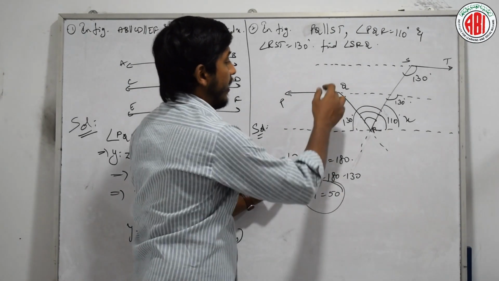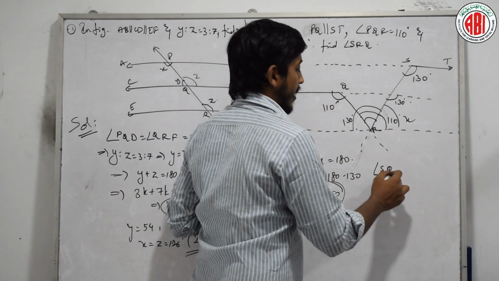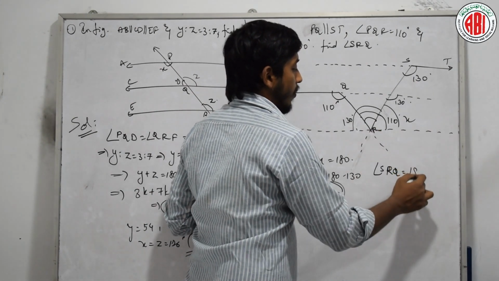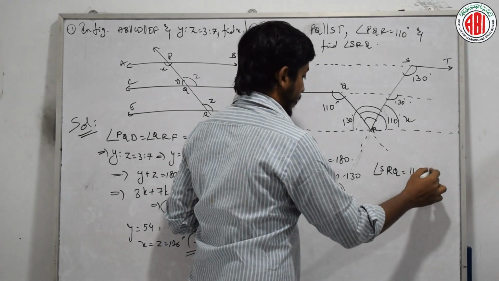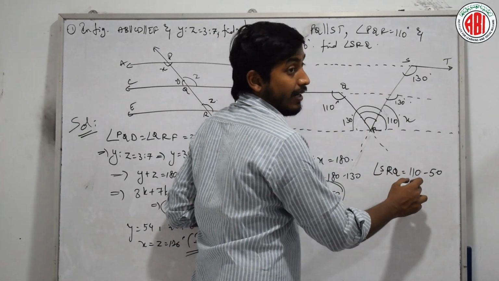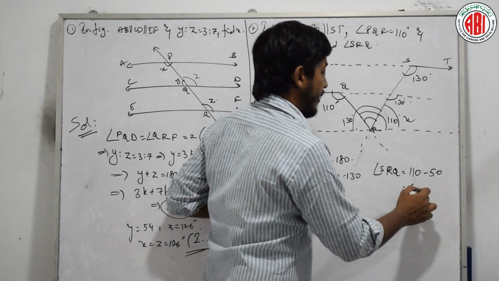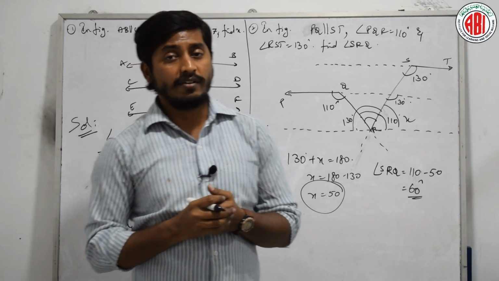Then how do I get QRS or else SRQ? Angle SRQ is equal to, this whole is 110, right? So 110 minus 50. Therefore, that is nothing but, how much is it? 110 minus 50 is 60 degrees. This is my 60 degrees. Is it clear? Did you understand?